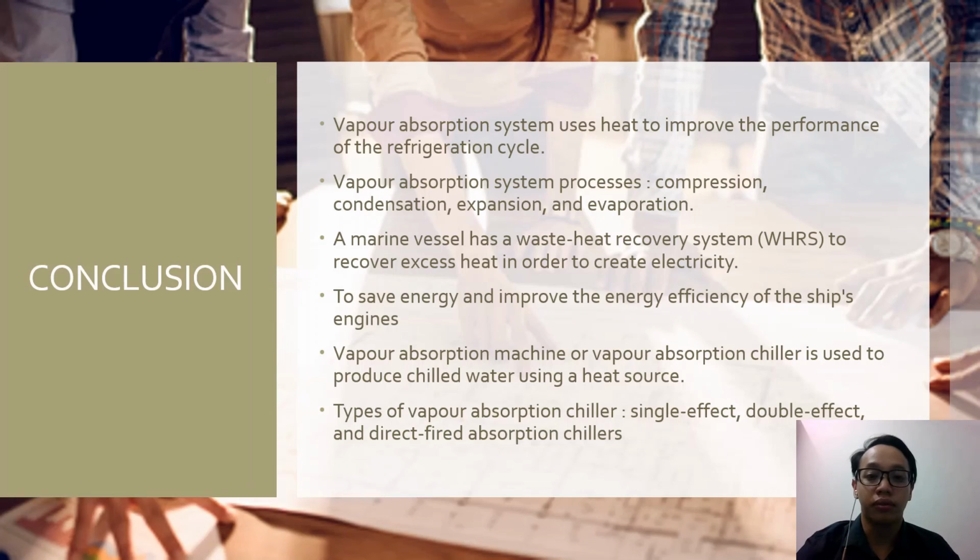Furthermore, heat can be used for the vapor absorption system. In the vapor absorption system, there is a machine that is used to produce chilled water using a heat source such as steam, hot water, natural gas or fuel gas, that is the vapor absorption machine or vapor absorption chiller. In this report, there are three types of vapor absorption chiller, that is single effect, double effect, and direct fired absorption chillers.